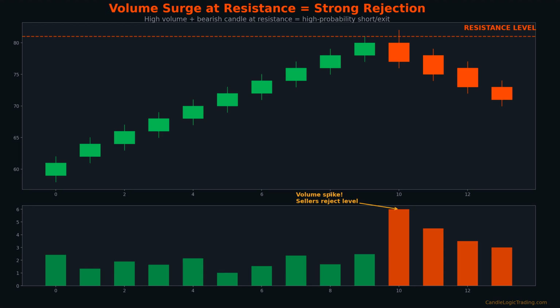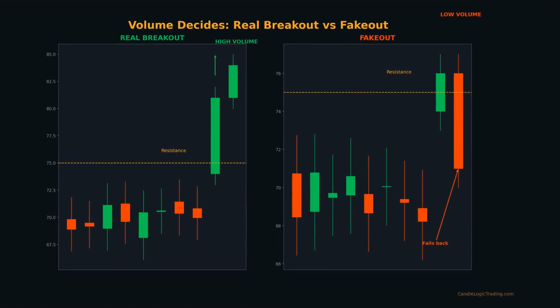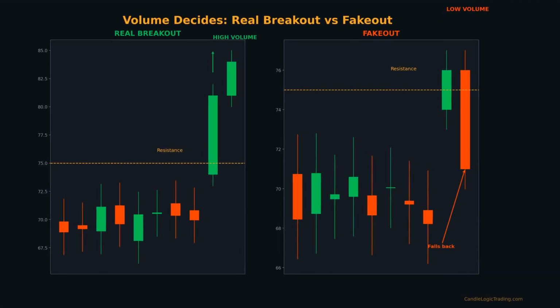So volume at a key level acts as a filter. High volume at resistance with a bearish candle means the level holds. Low volume at resistance means the level is likely to break soon. This one insight alone will save you from selling prematurely at resistance levels that are about to get blown through, and it will protect you from buying right as the stock gets slammed down from a level the big players are defending. Now let us talk about one of the most important applications, using volume to judge breakouts.